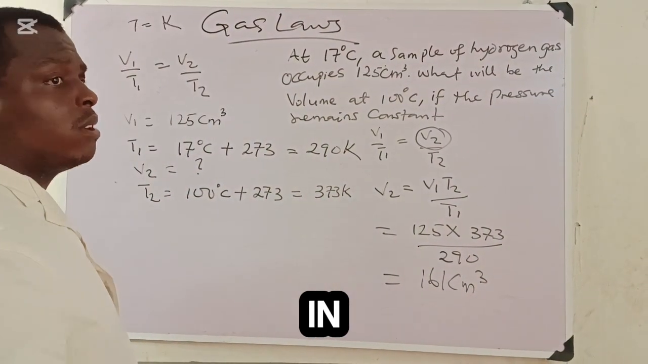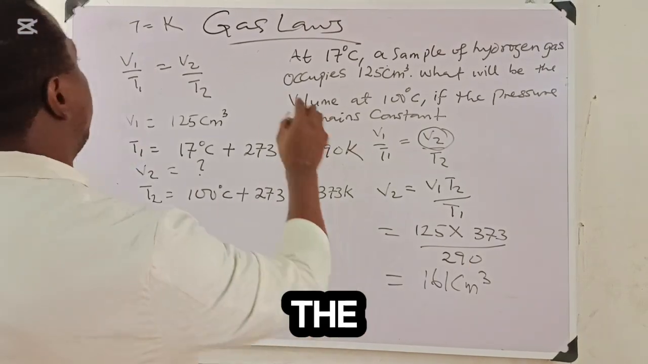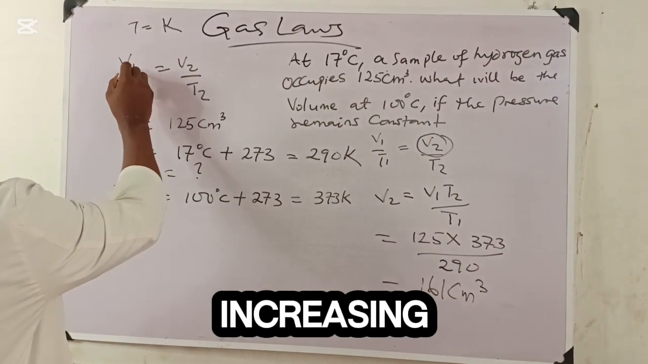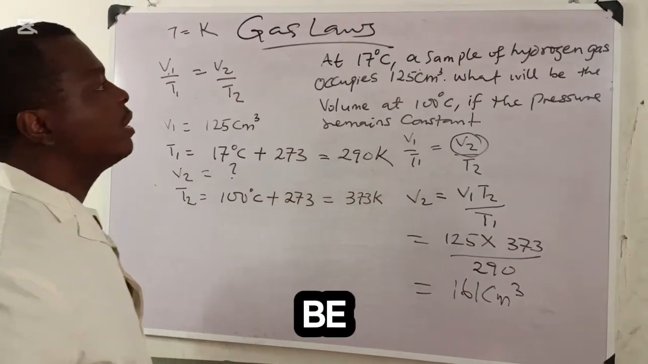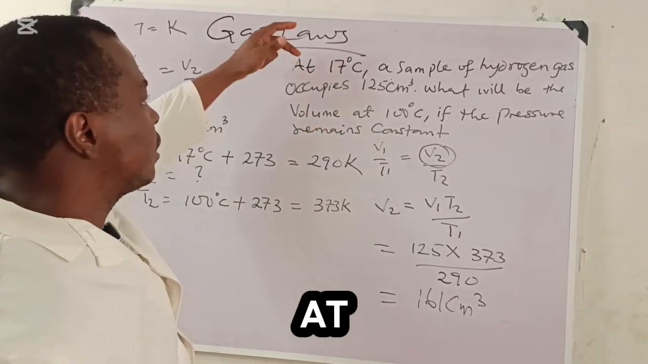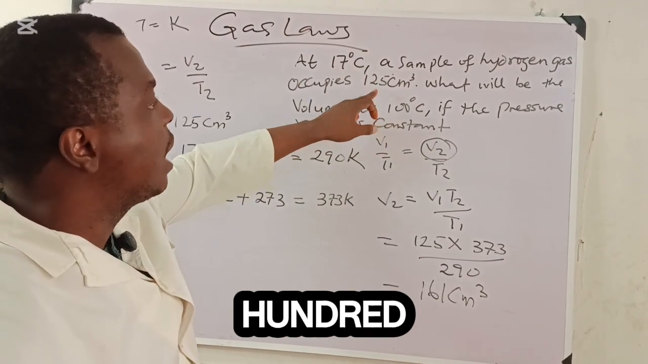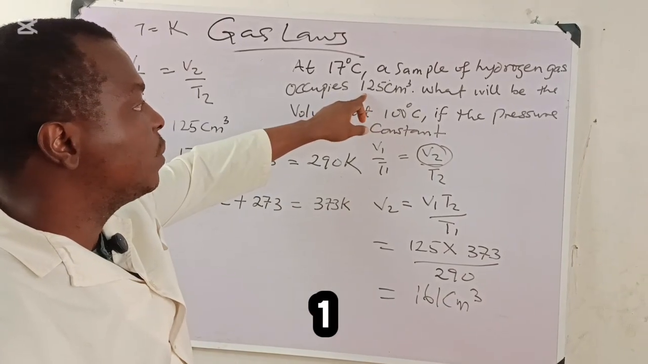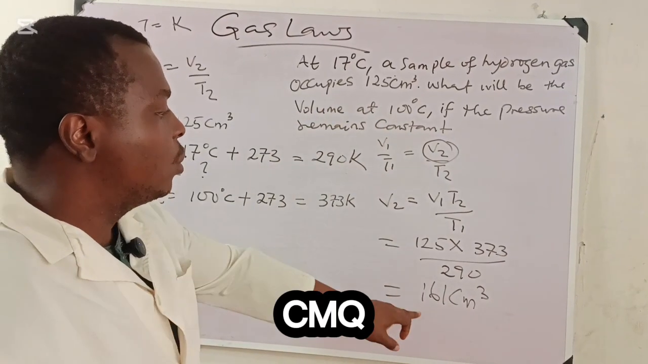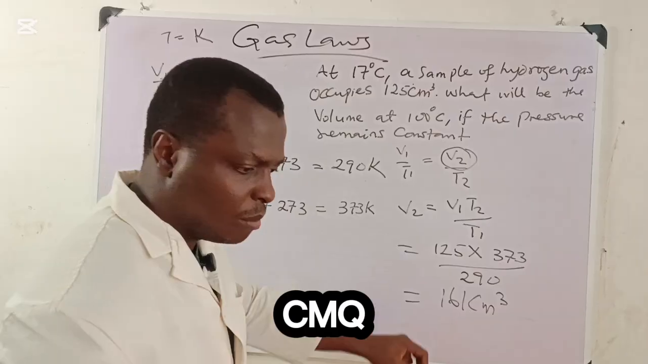Now we say that in Charles' law, as the volume is increasing, the temperature will be increasing. If we look at the question here, temperature increased from 17 to 100, and our volume increased from 125 cm cube to 161 cm cube.